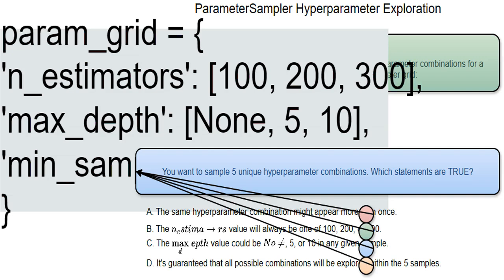I've defined the possible settings, hyperparameters, in a dictionary called param_grid. N_estimators represents the number of decision trees, max_depth is how deep each tree can grow, and min_samples_split defines how many samples a node needs before it splits into branches. I'm testing 3 different options for the number of trees, 100, 200, and 300, 3 for the maximum depth, none, 5, and 10, and 2 for the minimum samples to split, 2 and 5.